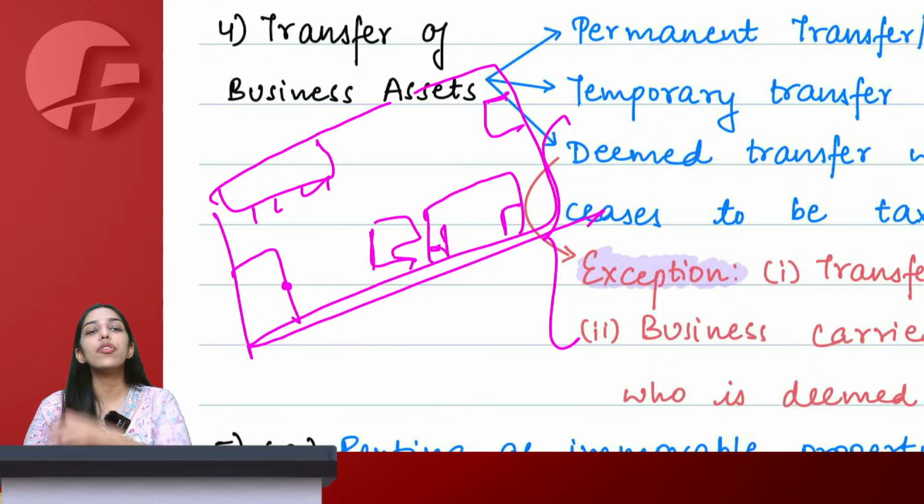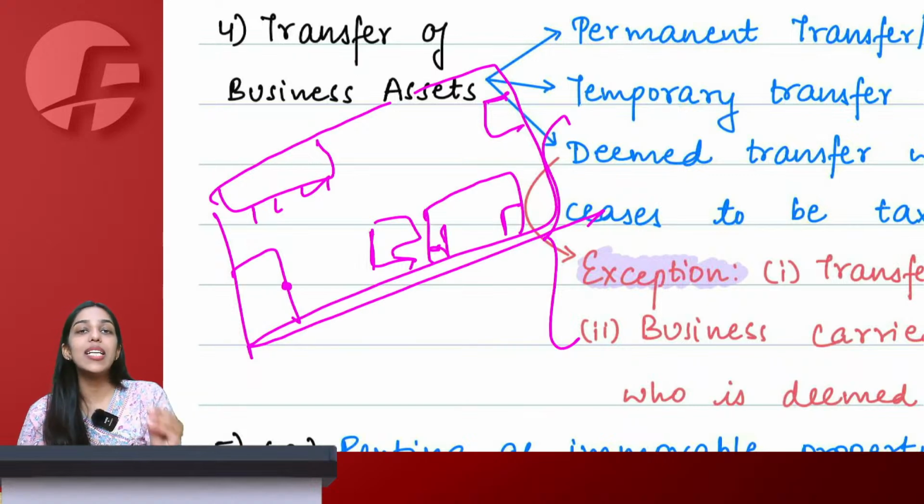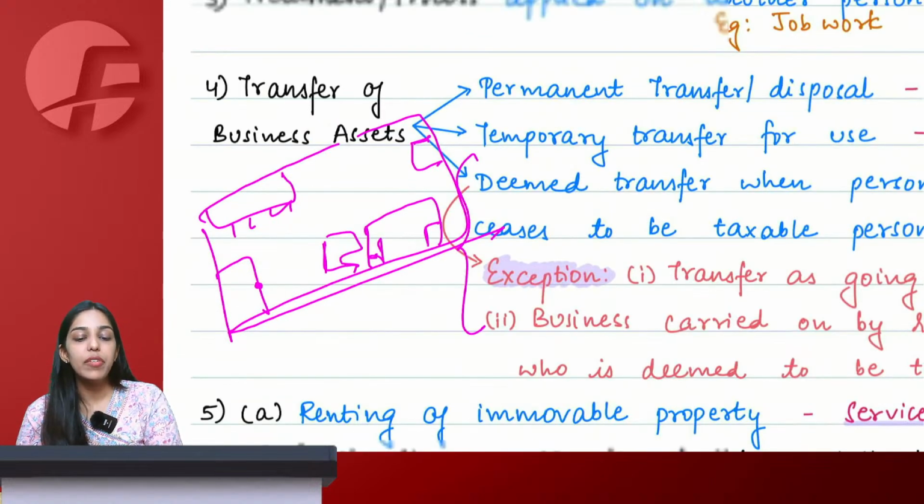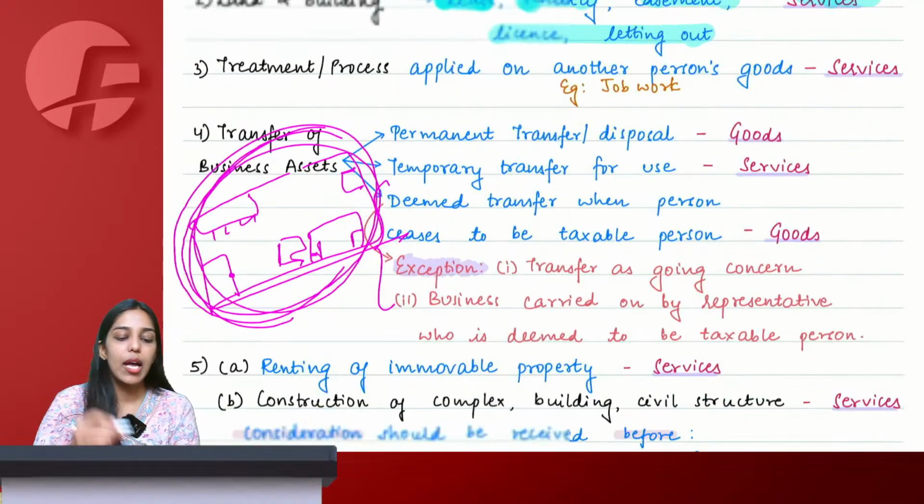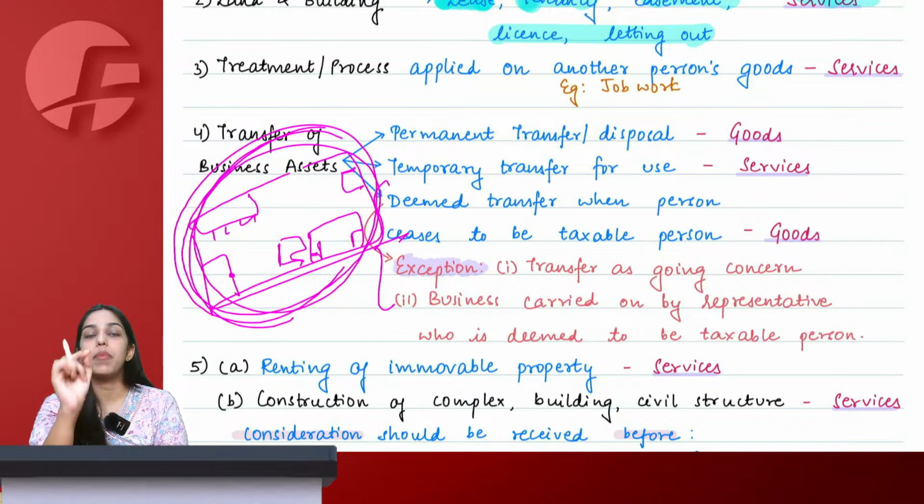Now today, I want to shut down my business. I am now ceasing to be a taxable person. I will no longer be a taxable person. Government says then in that case, we will treat it as if you have deemed transferred all of these assets and we will be considering it as a supply of goods.